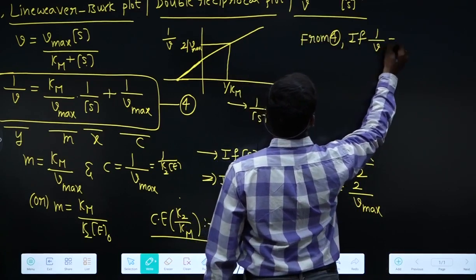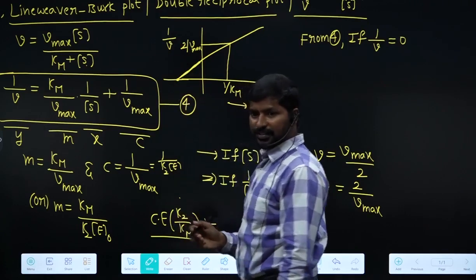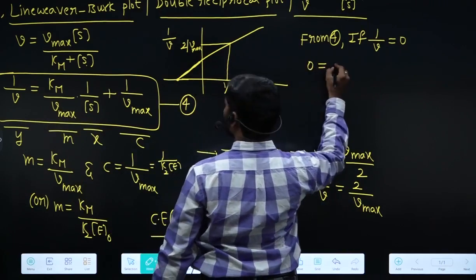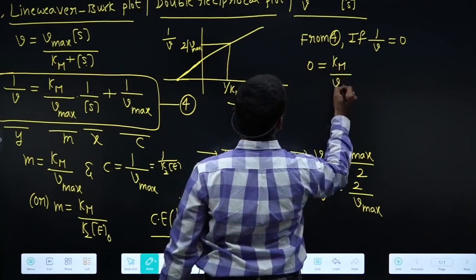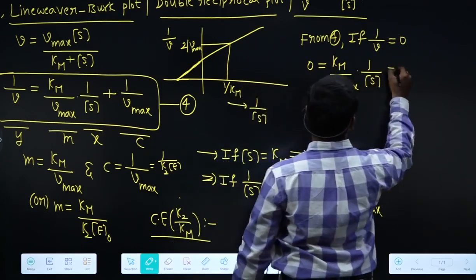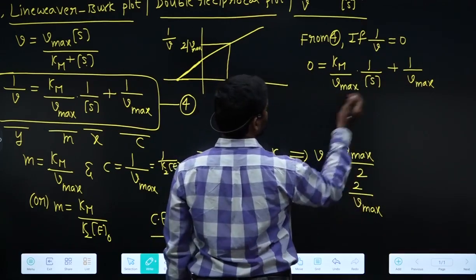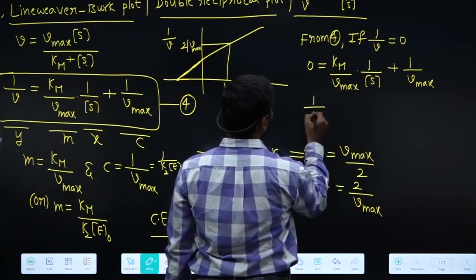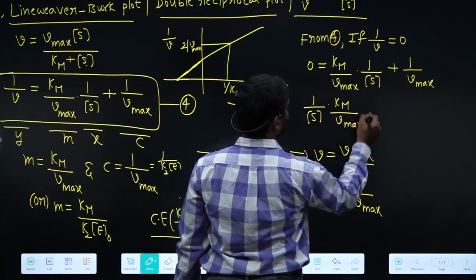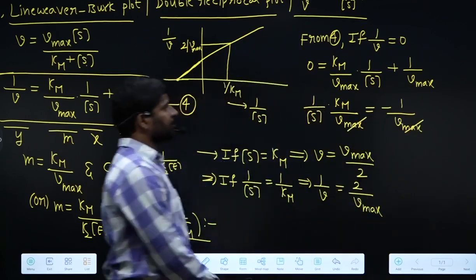If 1 by v is equal to 0, at this point what about the 1 by v value? It is 0. It touches the x-axis. So if you substitute in 4, 0 is equal to Km by V max into 1 by concentration of S plus 1 by V max. So if you bring this to the left side, 1 by S into Km by V max is equal to minus 1 by V max. So V max gets cancelled.